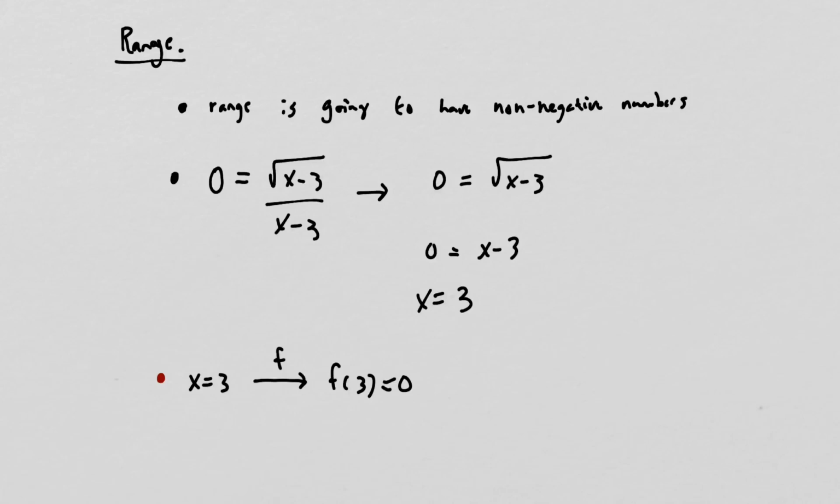But this cannot occur, and the reason why is because x equal to 3 is not in the domain. Which means the range of our function is going to be all positive numbers, not including 0.